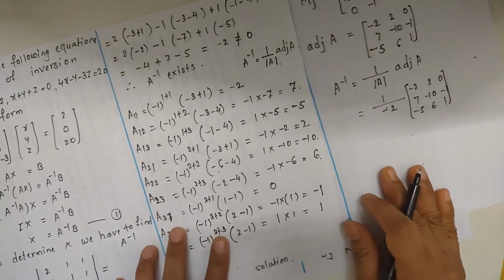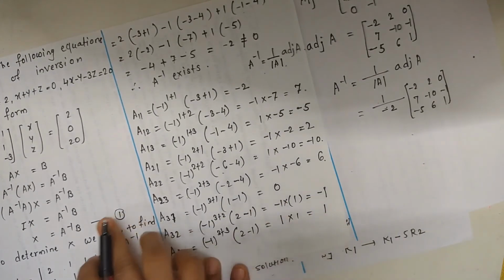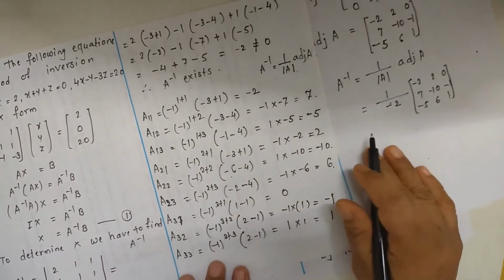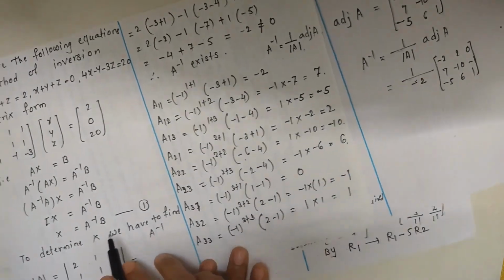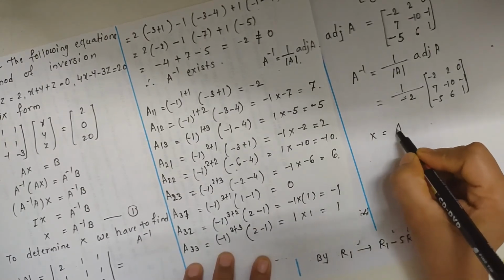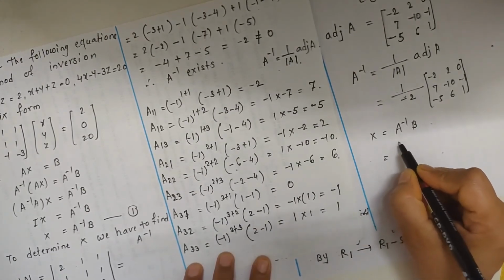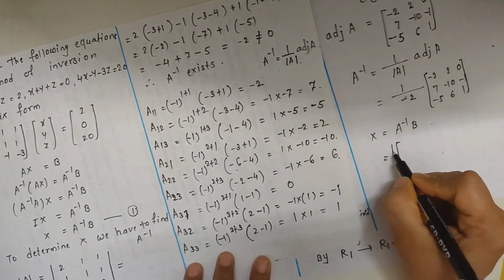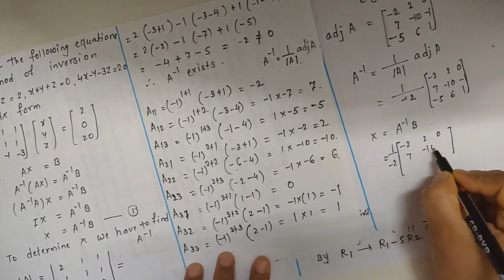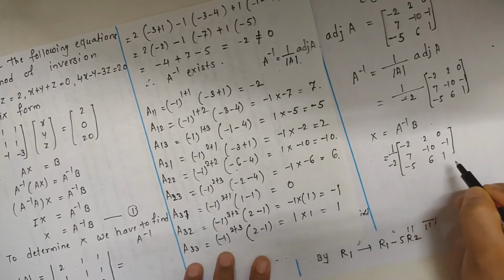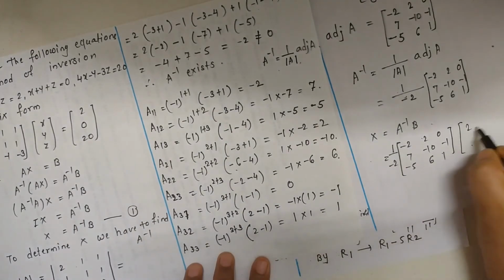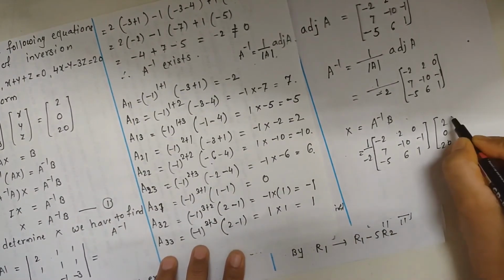Now, for the inversion method, to calculate the variables x, y and z, we have to substitute the value of A inverse in the first equation. So substitute the value of A inverse in X is equal to A inverse B. The value of A inverse is 1 upon minus 2 into the matrix minus 2, 2, 0; 7, minus 10, minus 1; minus 5, 6, 1, into the constant matrix B, with elements 2, 0, 20.